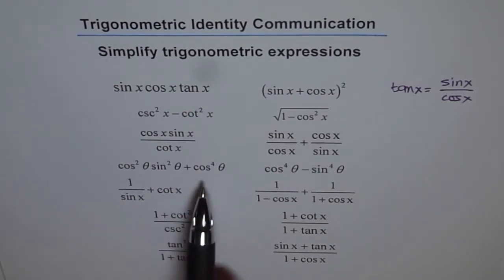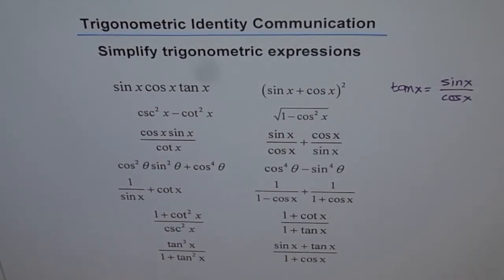Here you can factor cos square theta. Cos to the power of 4 theta minus sin to the power of 4 theta. You can use difference of squares. 1 over sin x plus cot x. Write cot x as cos x over sin x. 1 over 1 minus cos x plus 1 over 1 plus cos x. Take a common denominator. 1 plus cot square x divided by cosecant square x, 1 plus cot x divided by 1 plus tan x, tan cube x over 1 plus tan square x, sin x plus tan x divided by 1 plus cos x.